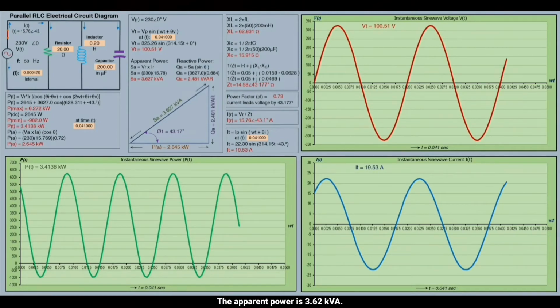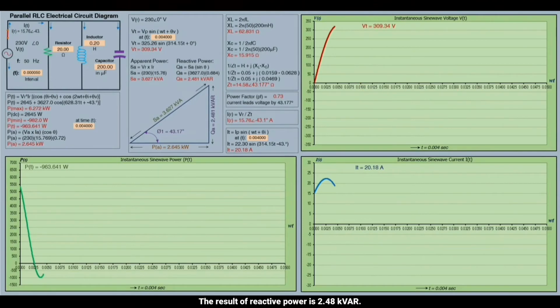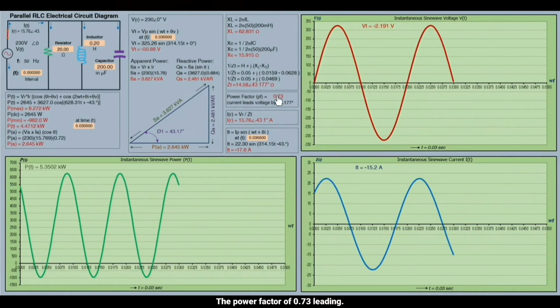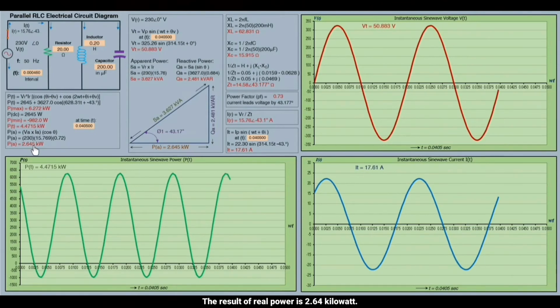The apparent power is 3.62 kV-ampere. The result of reactive power is 2.48 kV-ampere reactive. The power factor is 0.73 leading. The result of real power is 2.64 kilowatts.